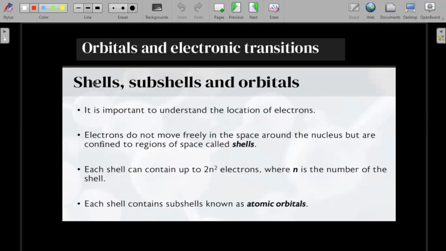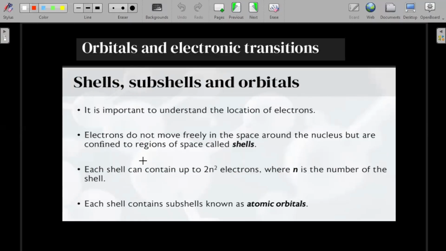Okay, so now we made mention of shells, subshells, and orbitals. It is important to understand the location of the electrons. Electrons do not move freely in the space around the nucleus, but are confined to regions of space called shells. We will not know the exact position where those electrons are going to be. We are just getting the probability of finding that electron in that energy level, the shell.